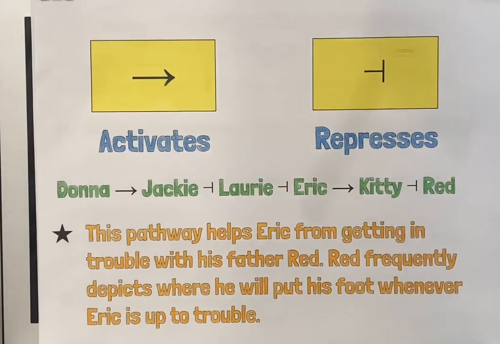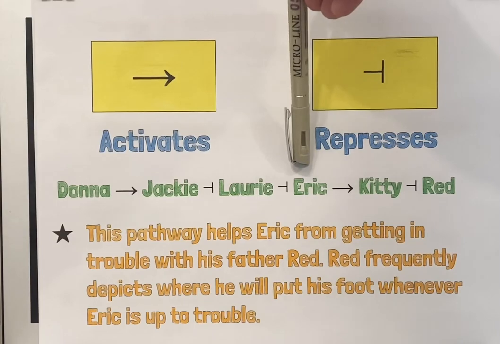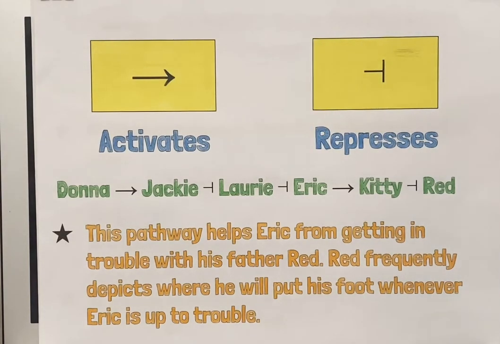So you can see that Lori is being repressed by Jackie and it's inhibiting her from repressing Eric here. So this pathway helps Eric from not getting in trouble with his father. Red frequently depicts where he'll put his foot whenever Eric is up to trouble.